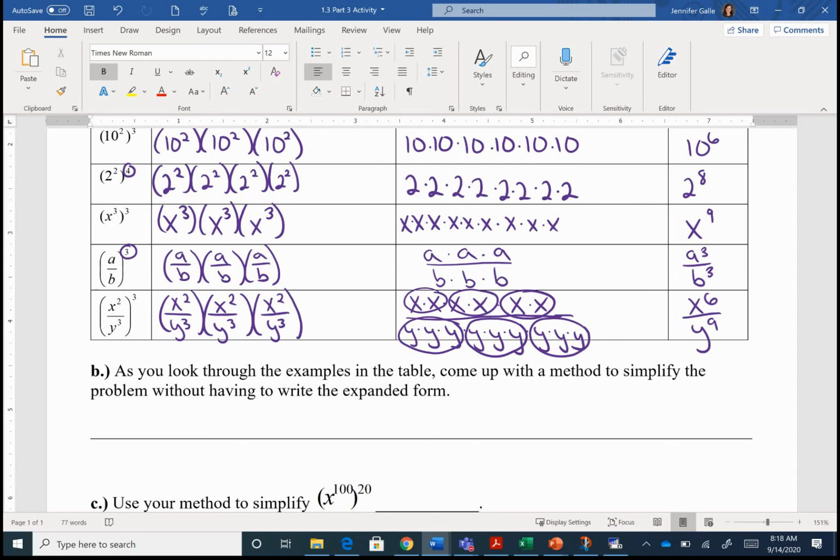It says, as you look through the examples in the table, come up with a method to simplify the problem without having to write the expanded form. What do you think it is? I have a couple people who wrote like 3 words and they've got it. So I'm not asking you for a book. What's the pattern? Take a minute and think about it. See what's happening.